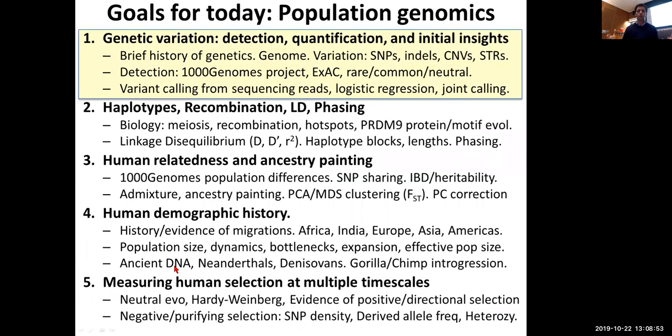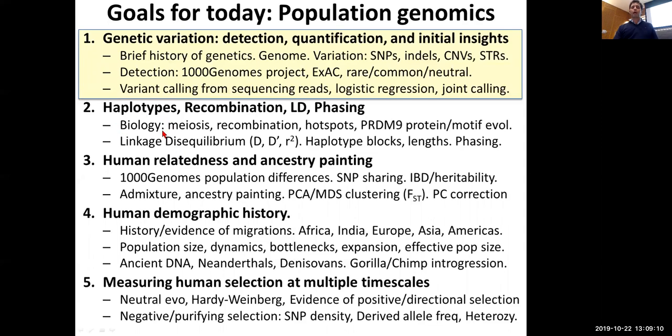So first, we're going to talk about the foundations of genetic variation. I'll give you a brief history of the last 3,000 years of genetics. And then we're going to talk about the basic building blocks of genetic variation. What is this variation? How do we detect it? How do we call variants?